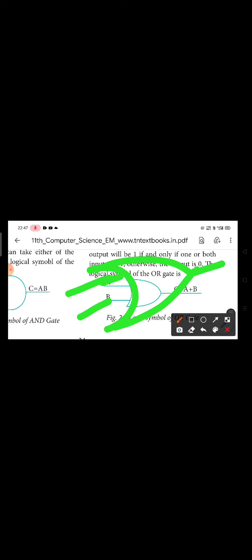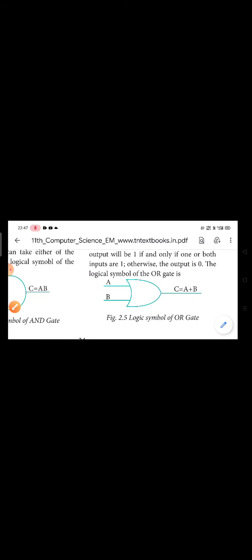Then the logic symbol of the OR gate is a curved symbol. The input line must touch the gate. A and B are the inputs and the output name is C. Now we are using the plus operator, so that's why we write A plus B.